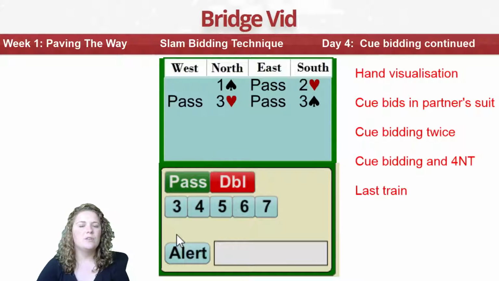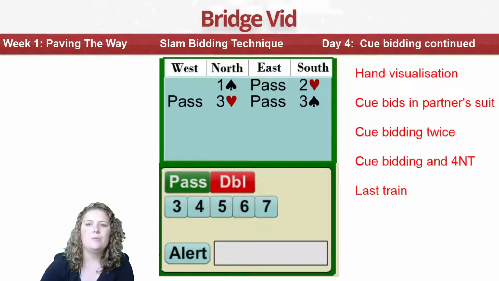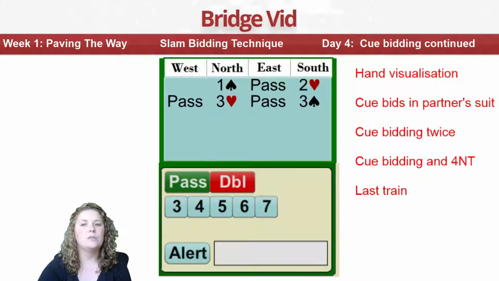So if ever you've got a singleton or a void in your partner's suit, what you do is simply skip over that cue bid and make another cue bid instead. And it's just because of the principle that we're trying to help their long suit become worth tricks, and that's another hand visualization skill.